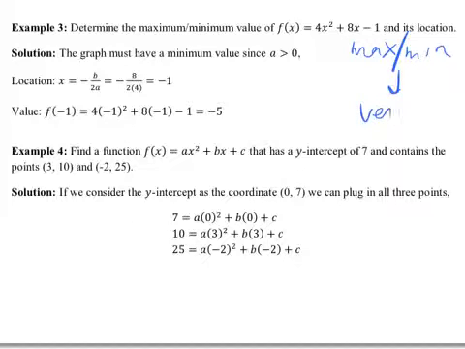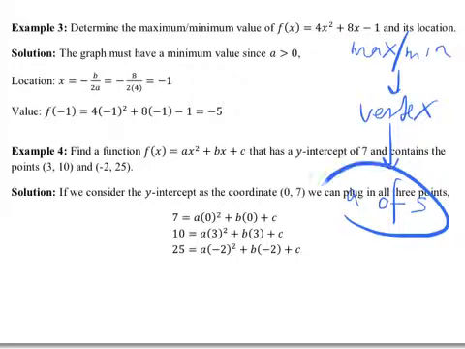To find that, we need the vertex. To find the vertex, we need the axis of symmetry. So we work our way backwards. So let's start with the axis of symmetry. Negative b over 2a, right here. You get negative, quantity negative 8, over 2 times 4, is negative 8 over 8, which is negative 1. Remember, this is the x value of the vertex. But the x value of the vertex is the location of the max or min.